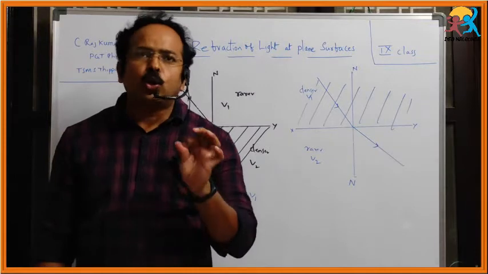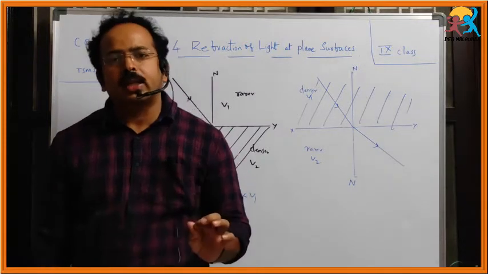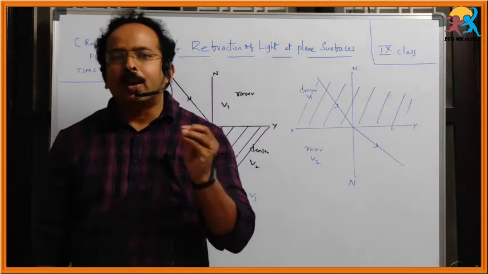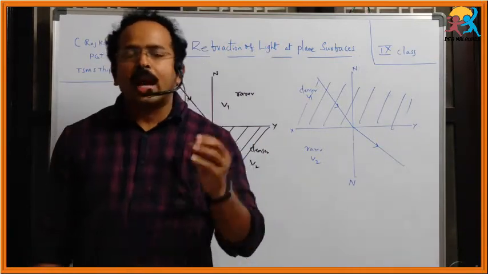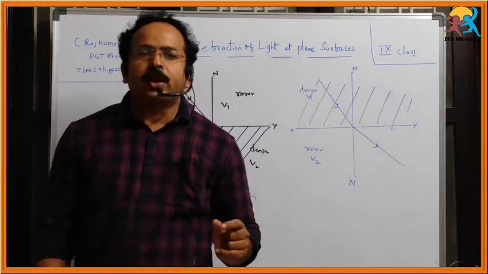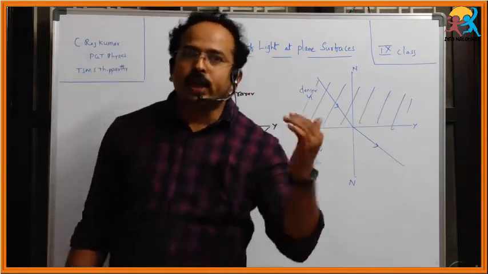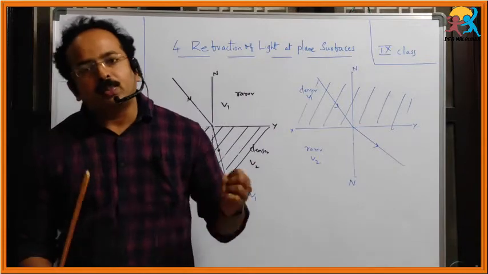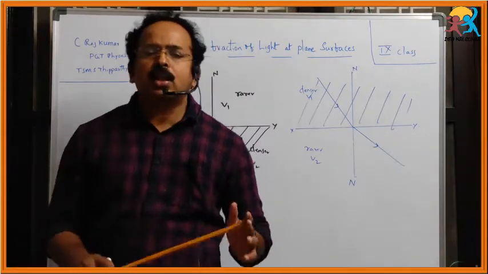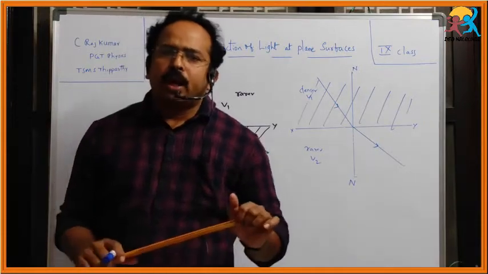You have to remember this punchline in this lesson: whenever light travels from one medium to another medium, that is from water to glass or water to air or glass to air, there is a change in the speed of light. That means speed can be increased or decreased. Because of the change in the speed of light, light bends. This is the basic definition of refraction of light.